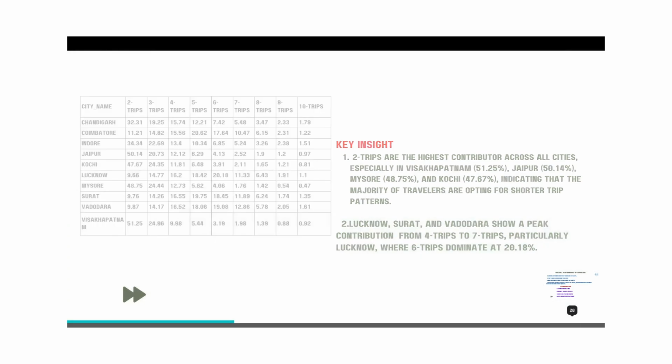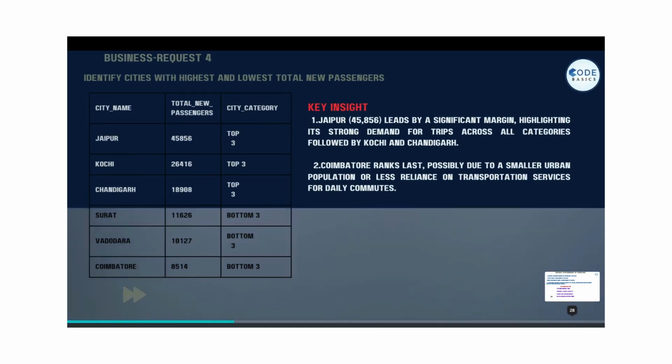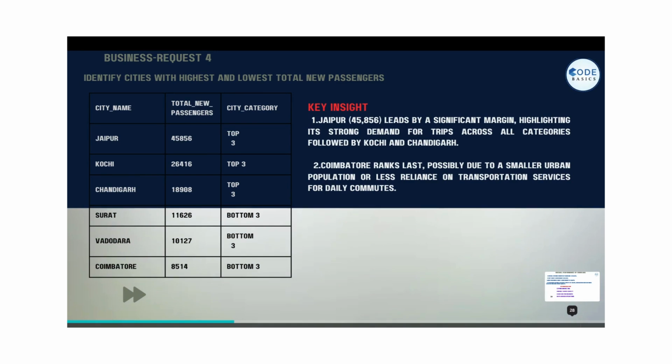20.18%. Question number 4 is to identify cities with the highest and lowest total new passengers. Jaipur leads by a significant margin, highlighting its strong demand for trips across all categories, followed by Kochi and Chandigarh. Coimbatore ranks last, possibly due to a smaller urban population or less reliance on transportation service for daily commutes.